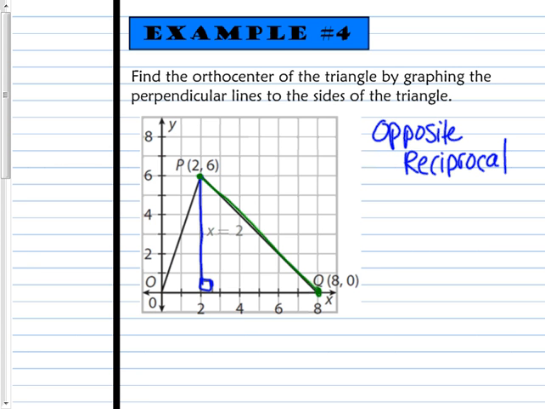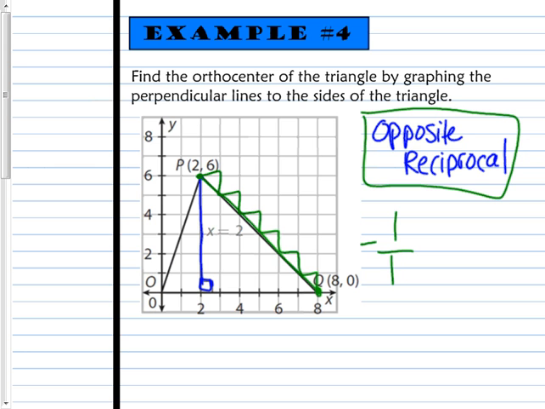So here's PQ. I need to draw a line that's perpendicular to that. So perpendicular lines have opposite reciprocal slopes. Opposite reciprocal slopes. So this slope is up 1 over 1, but it's negative. It's going to the left. So that's the slope of that line. But the opposite reciprocal of that is just 1. Just 1. So you're going to start from right here and go up 1 over 1.